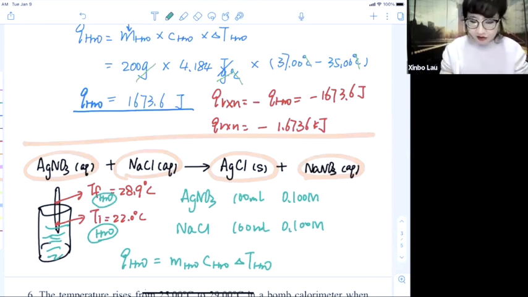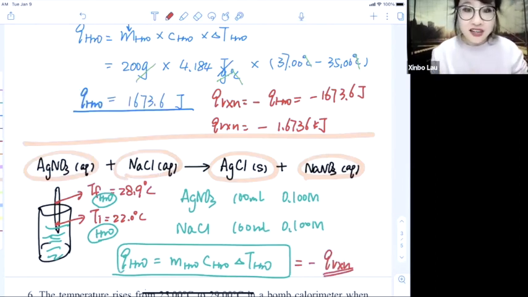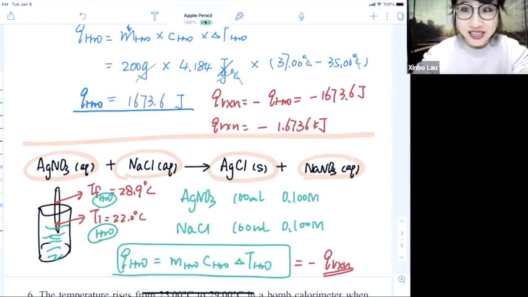So I gather information for water, then I know they have an opposite relationship to my reaction. Then I can find information about my reaction from that point. So that's just something I want to remind you about. Make sure you have a clear idea about this type of question, and hopefully this is helpful, and thank you for listening.